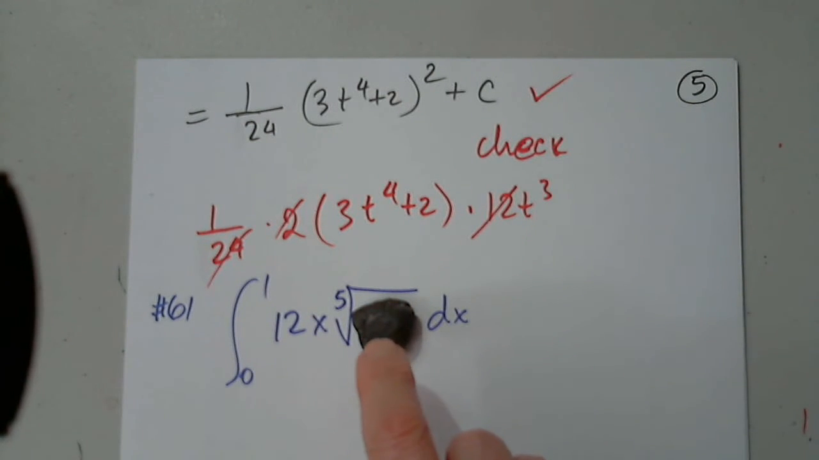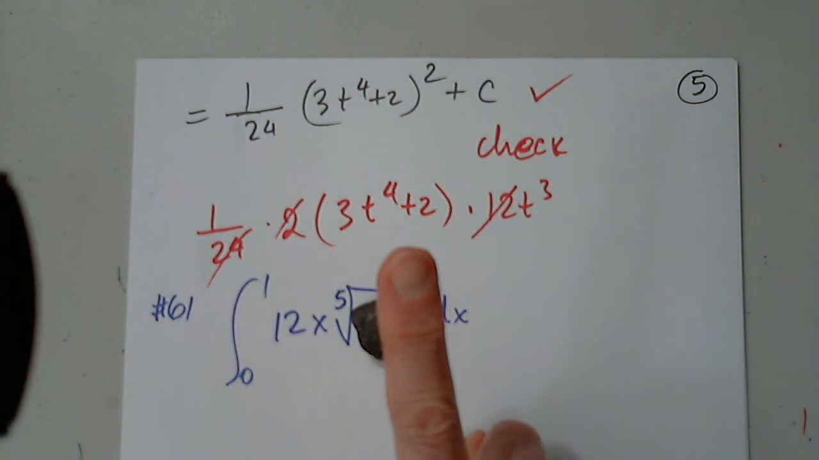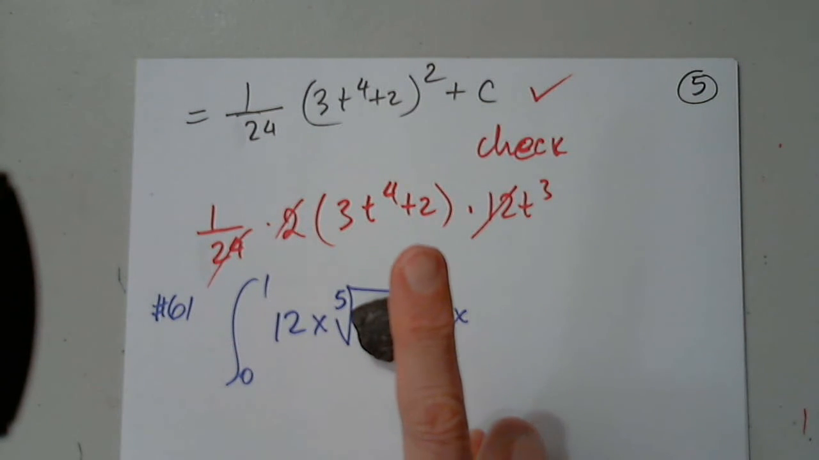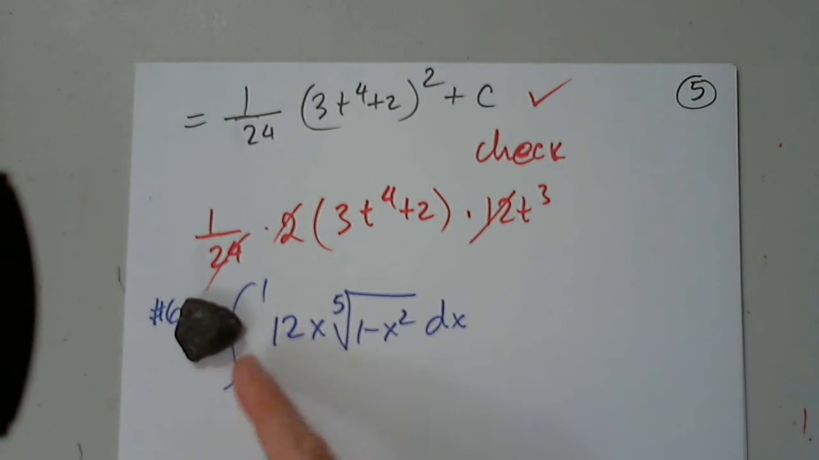Because if I only have x or t or z, I can take it to the 1/5. So the power is not a problem. It's what's inside here that is the problem, because it's 2 terms or more. If it were 1 term, it wouldn't be difficult. But it's 2 terms and I cannot simplify it. So that's my starting point.